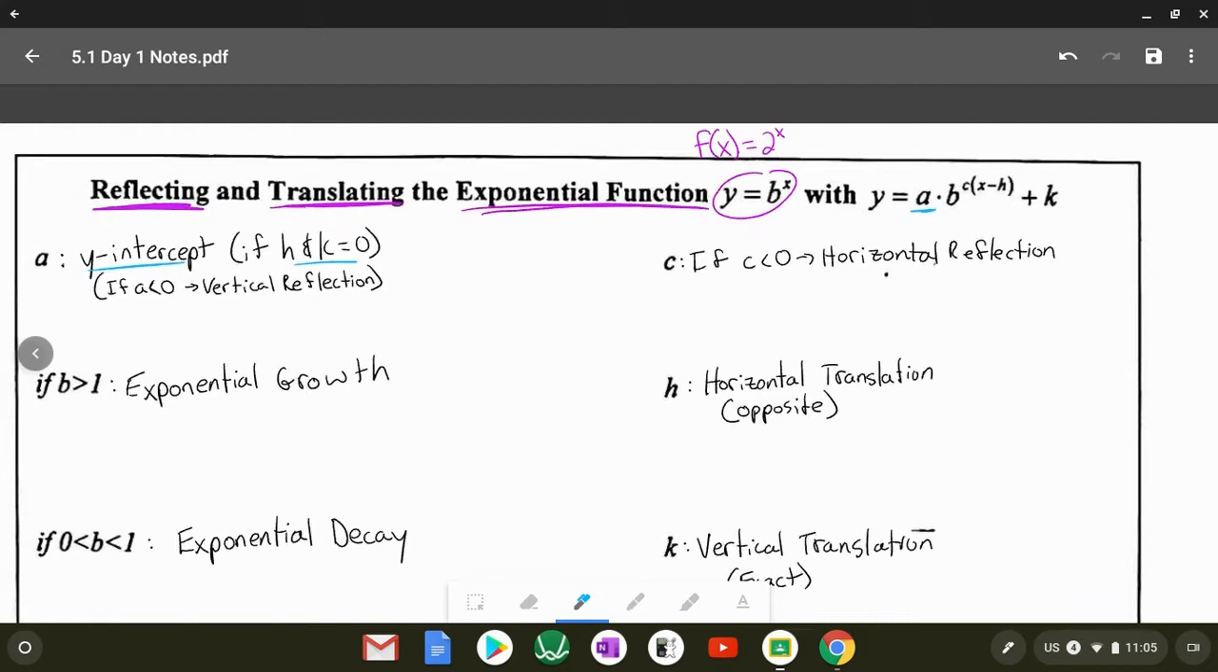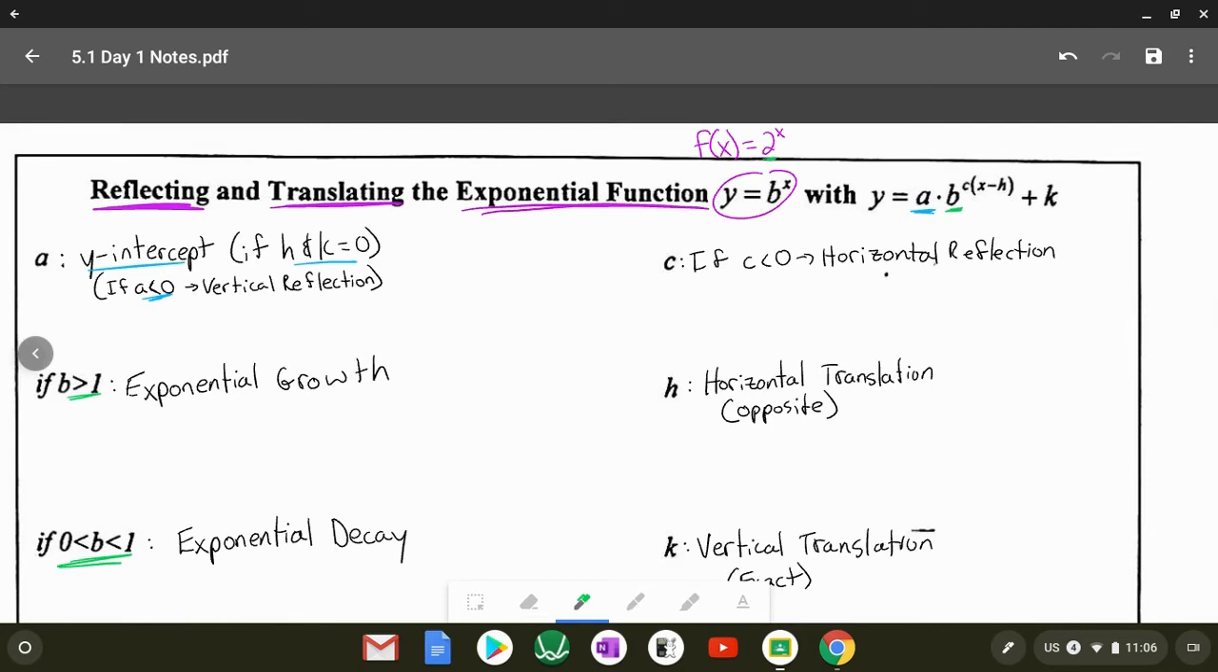Just keep in mind as well, because we talked about this normally, that if a is in front of a square root function or a quadratic function and a is negative, that's a vertical reflection. Okay. B, which is the base, you can use different colors here. B, which is the base here of your exponential function, that's the 2. If it's greater than 1, then we have an exponential growth. And if it's between 0 and 1, then we have an exponential decay. Okay. Now keep in mind though that this only applies if that a value is not negative, right?